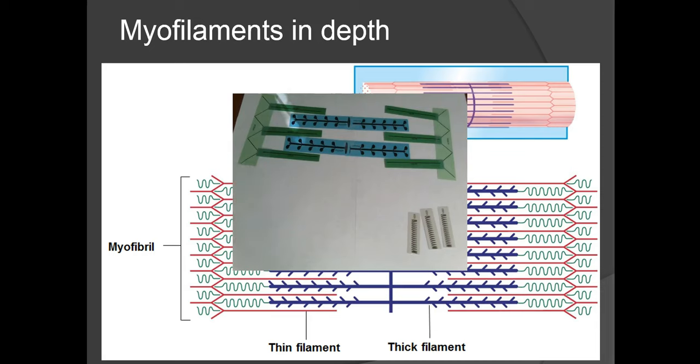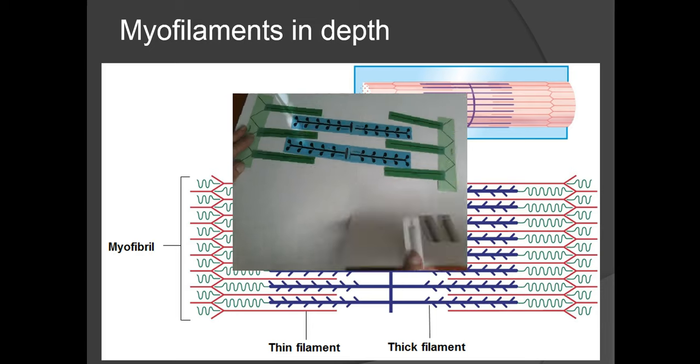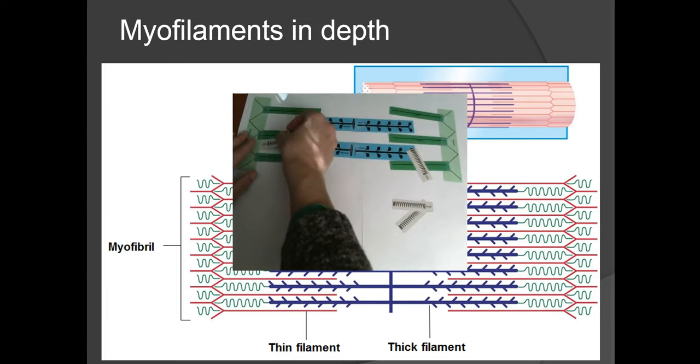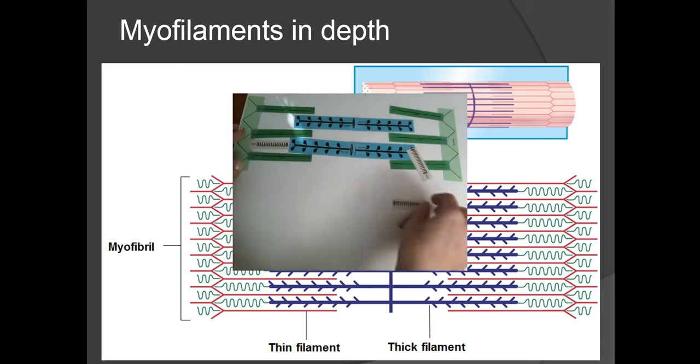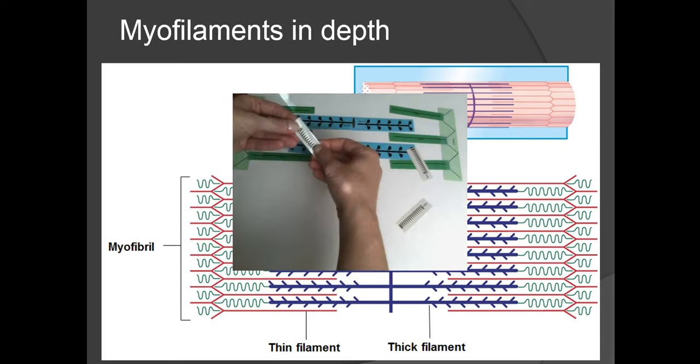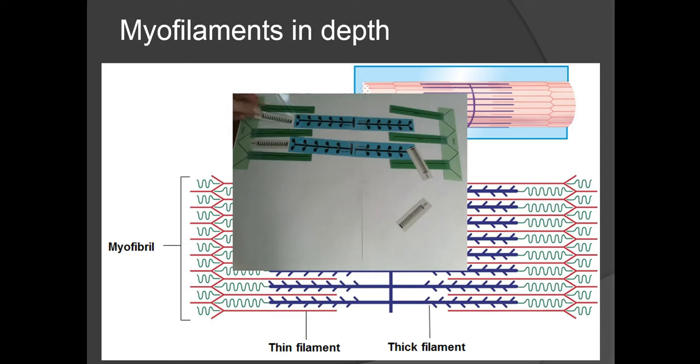So, we're almost done with our sarcomere. The other thing that I want to put in place is this molecule called titin. Titin sits between actinin and the end of myosin.